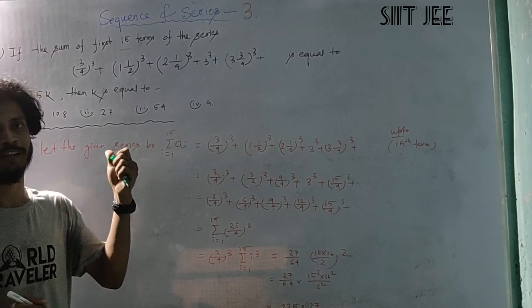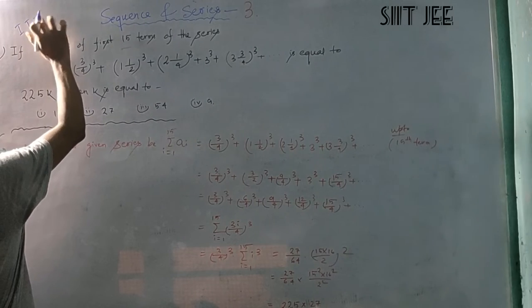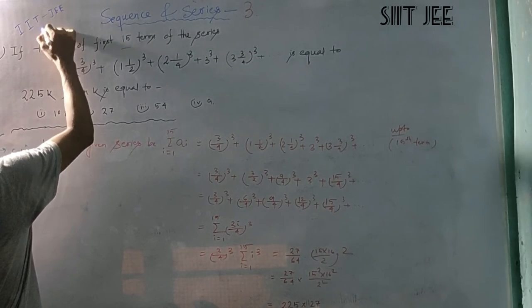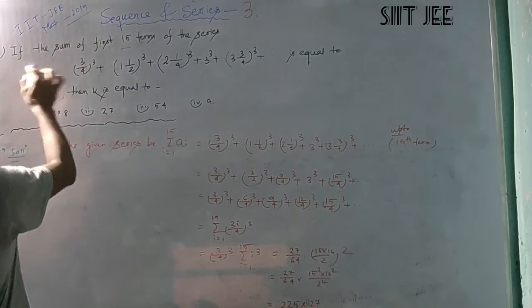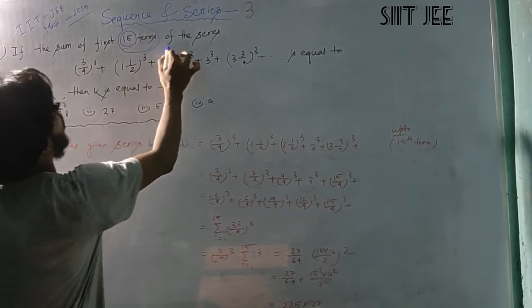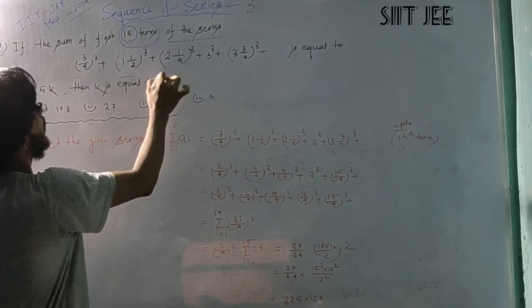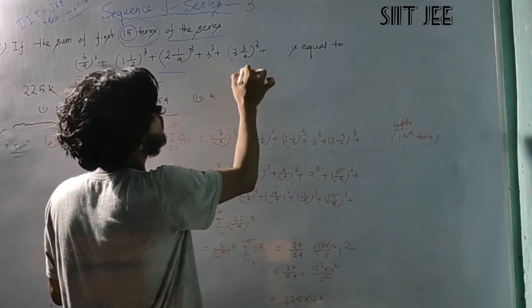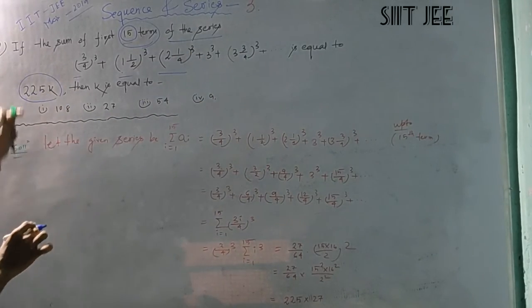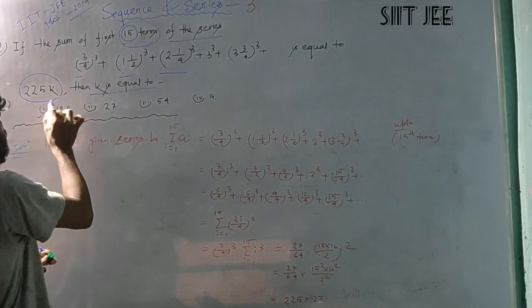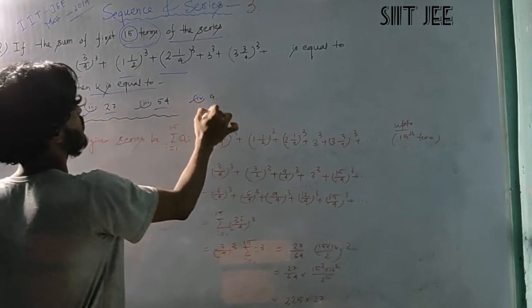Let's solve another problem, also IIT JEE Main 2019. If the sum of the first 15 terms of the given series, 3 by 4 cube plus 1 of 1 by 2 cube plus 2 of 1 by 4 cube plus 3 cube plus 3 of 3 by 4 cube and so on up to the 15th term, is 225k, then find the value of k. The options given are 108, second one is 27, third one is 54, and the fourth one is 9.